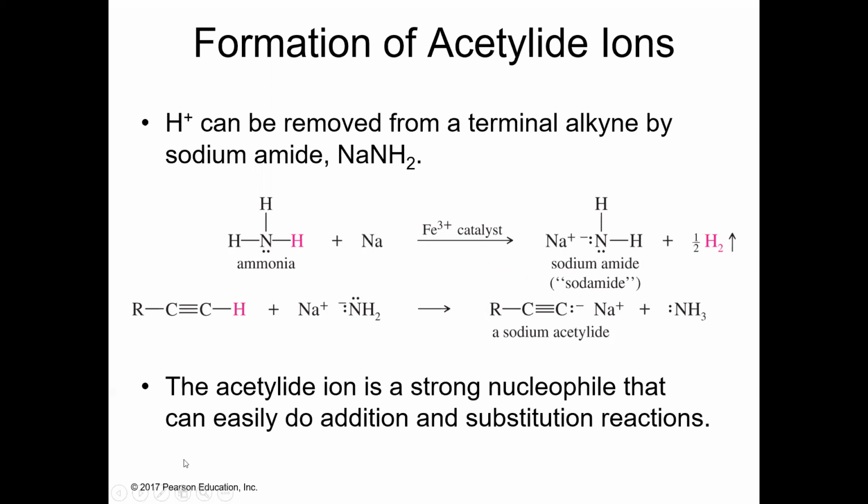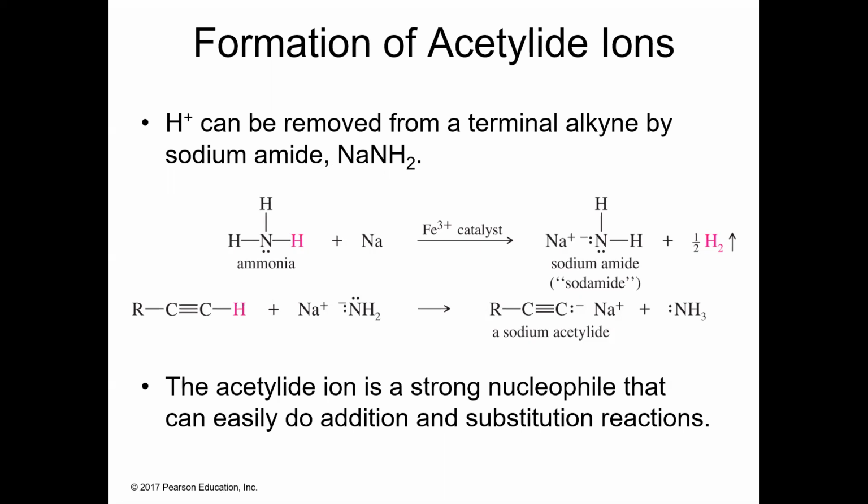This talks about one of the ways sodium amide or sodamide can be prepared. It can be prepared from sodium metal and an iron-3 catalyst. It produces hydrogen gas as a byproduct. And then this can be used to deprotonate terminal alkynes.